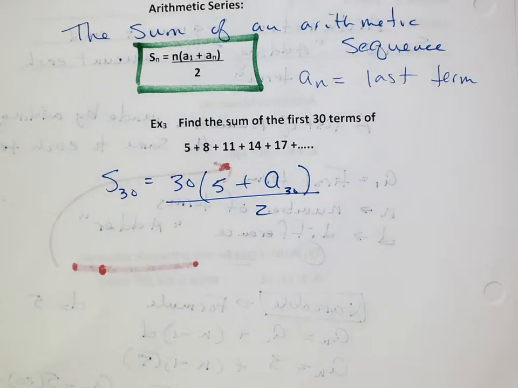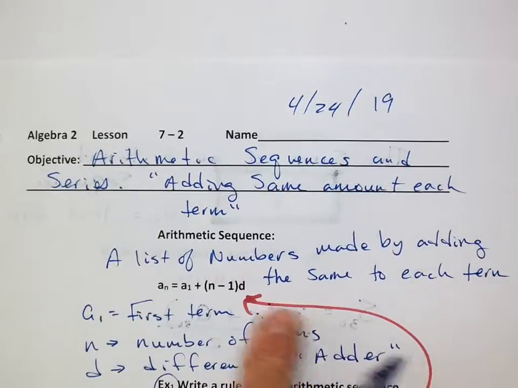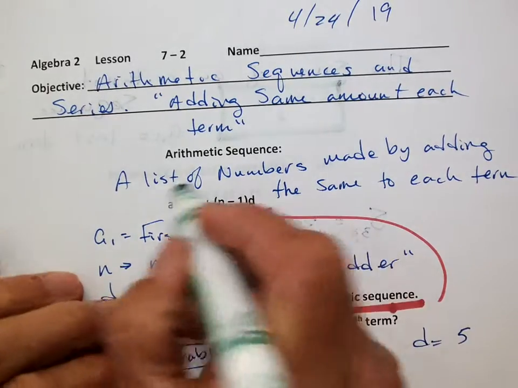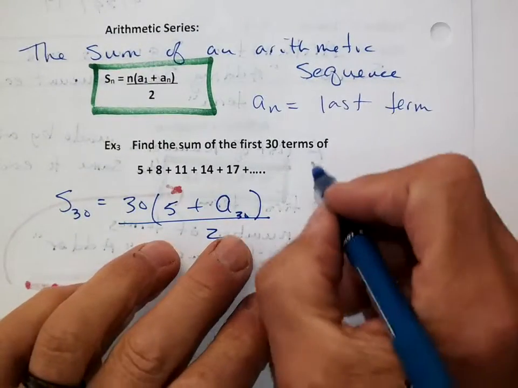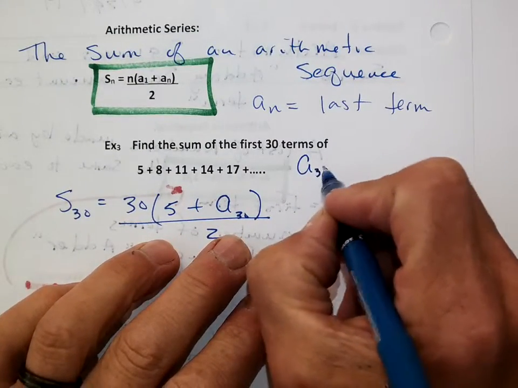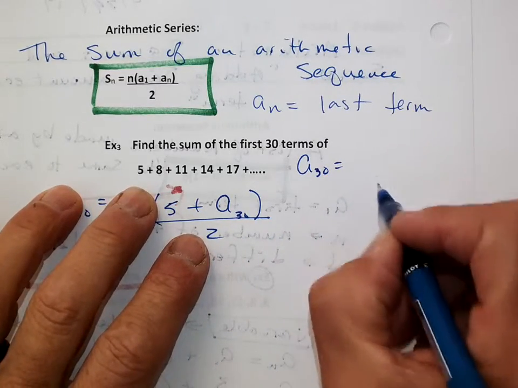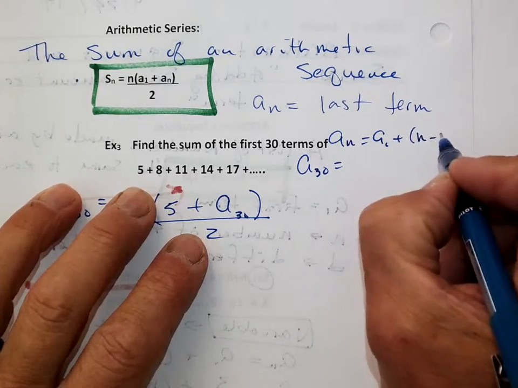But no, wait. We have a formula. We have a formula for finding the 30th term, right? So let's take a look. This is a two-part problem. So I need the 30th term. So I need A of 30 equals, let's see, the formula is A of n equals A1 plus n minus 1 times D.